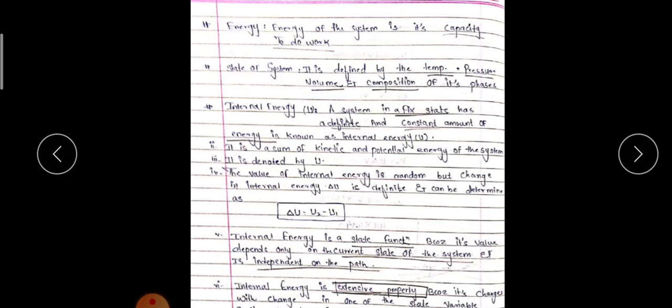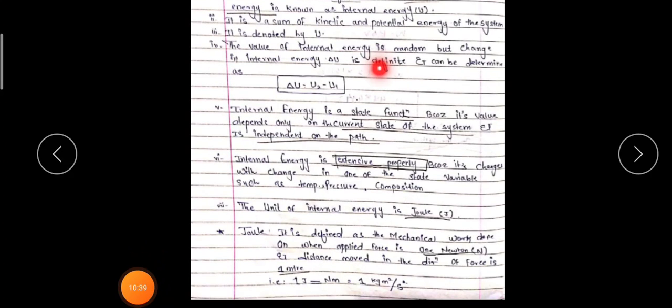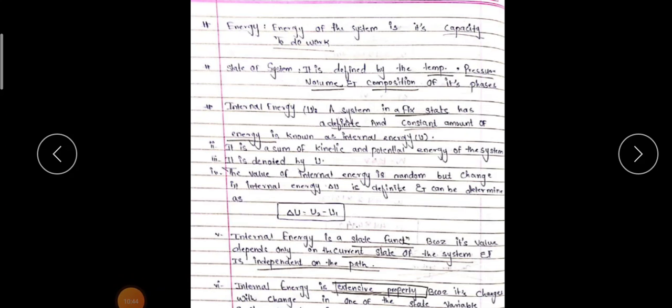Then the internal energy we will see in the next lecture. Okay, these are the MCQs that will be based on this particular part. The remaining part we will see in the next lecture.